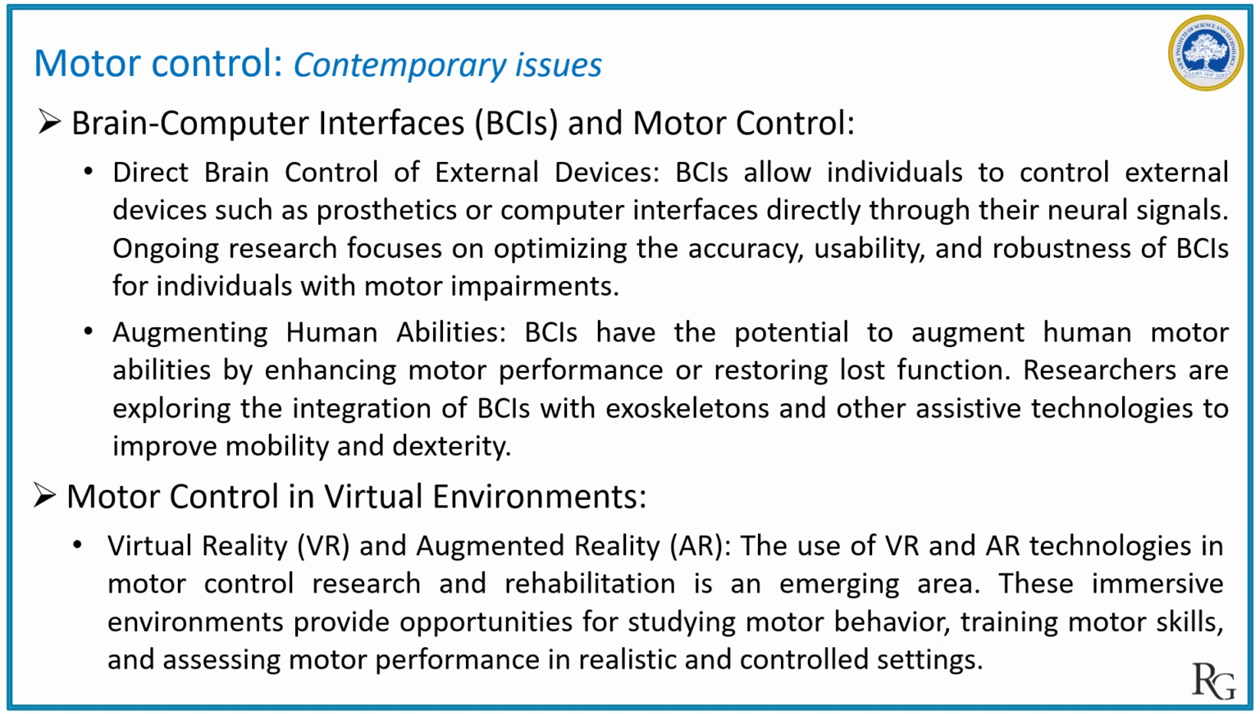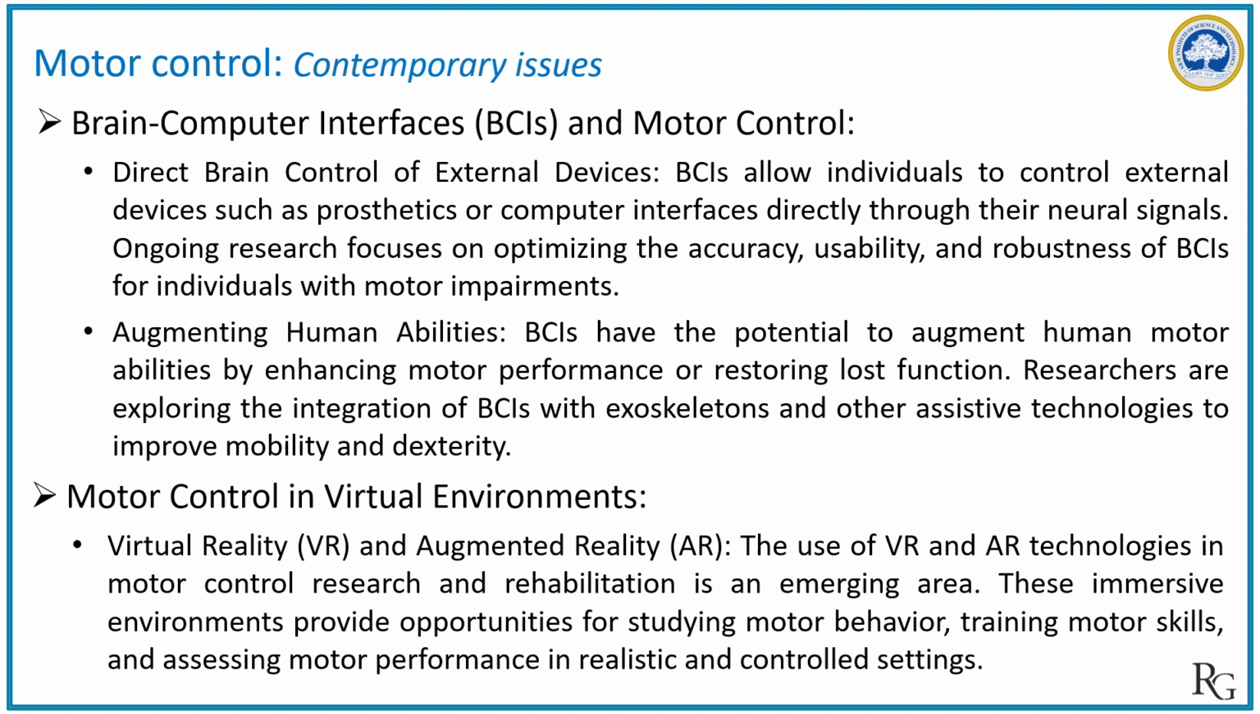Now, another very fascinating contemporary issue in motor control is the development of the brain-computer interface, or BCI. BCI enables direct brain control of external devices such as robotic prosthetics, wheelchairs, or computer interfaces. By decoding neural signals, individuals with motor impairment can interact with their environment without relying on traditional muscular movements. Current research is focused on improving the accuracy, reliability, and ease of use of these systems so that they can be more practical and accessible for everyday life.